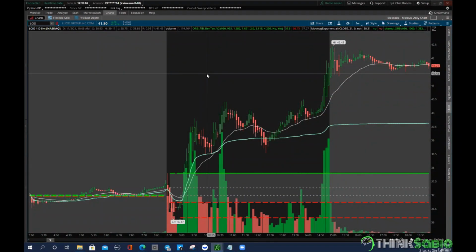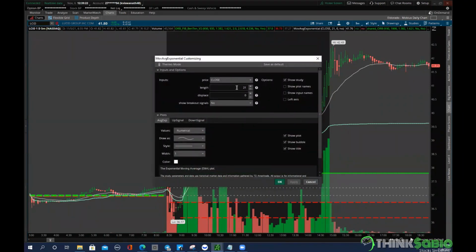You don't exit until it crosses down the simple moving average, right? Simple or exponential. I mean, I don't know, this could be a 21, but I don't use 21 for a stock like Lucid. It will just fluctuate, right?